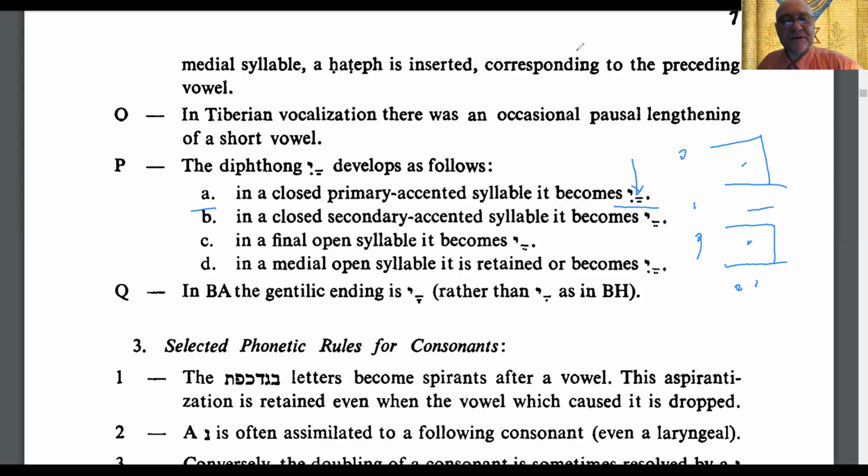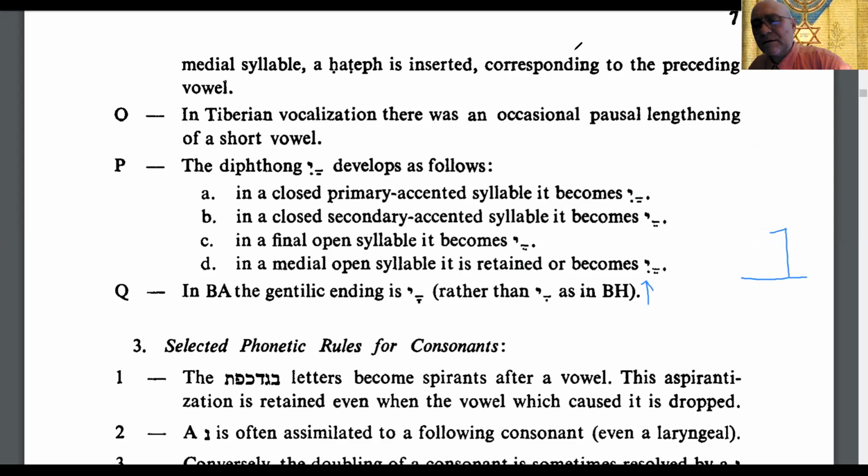Okay, so in a final open syllable, it becomes, well, it looks the same. It looks like that one because it's got serre down there, and you got your yod. In a medial open syllable, it is retained or becomes, okay, it's adding this heric there. So let's say you have a bet. Here's your bet. There's your saray, AY sound. There's your yod, and then it adds a heric, bayi, instead of bayi, in a medial open syllable. Okay.